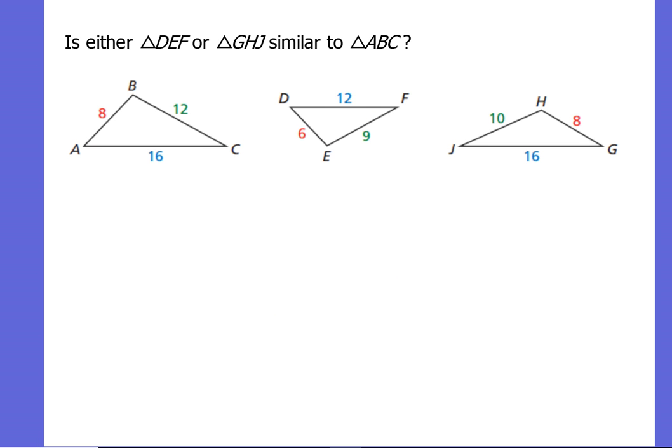So let's look at an example. It says either DEF or GHJ is similar to triangle ABC. So we're asking ourselves, okay, we know that this is our focus triangle ABC, and then it says DEF or GHJ, which one is similar? Well, it's all going to depend on which one will have the same scale factors, or the ratios equaling every single one.